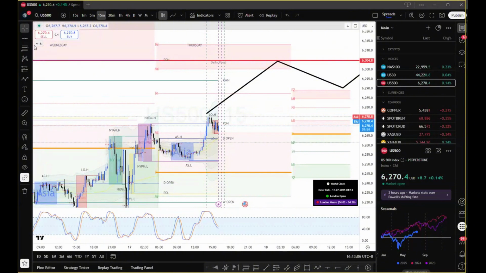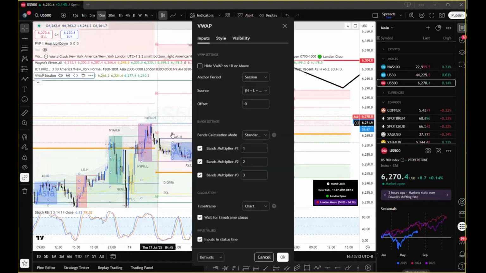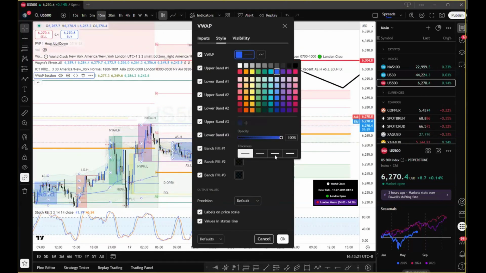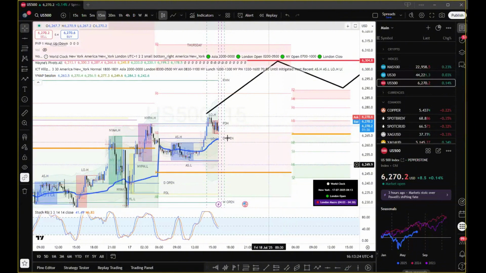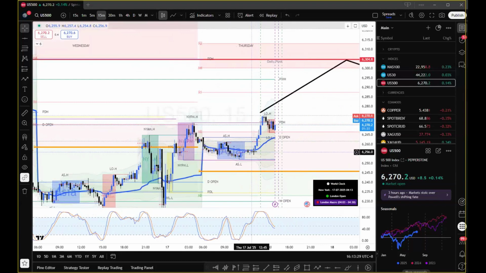Where then should our entry be? Our entry would be somewhere around this level here. So you can add the VWAP indicator, which shows you your volume weighted average price. Okay. And we'll be interested in today's VWAP. So early on today there is a huge spike up to the upside. Okay. And then now we're having this bullish flag formation.